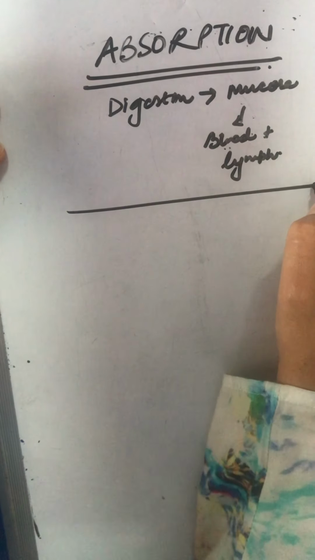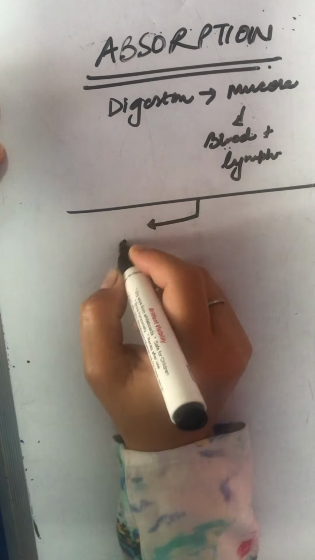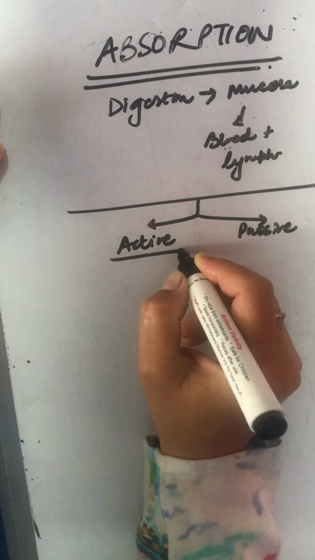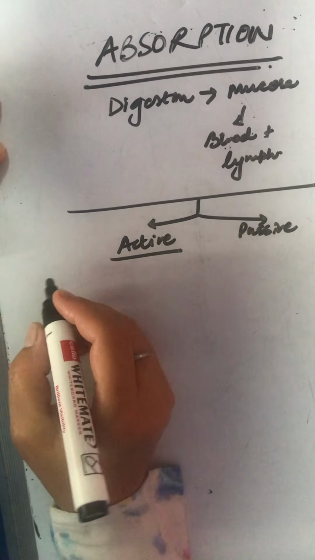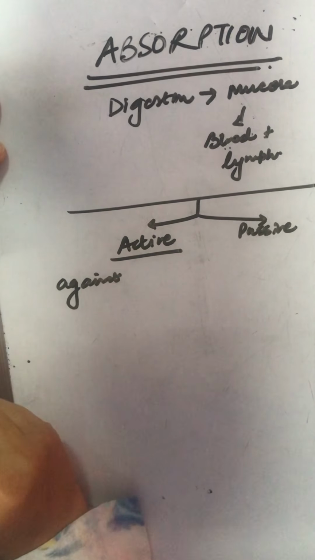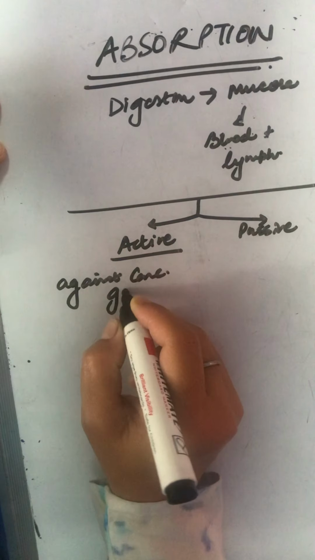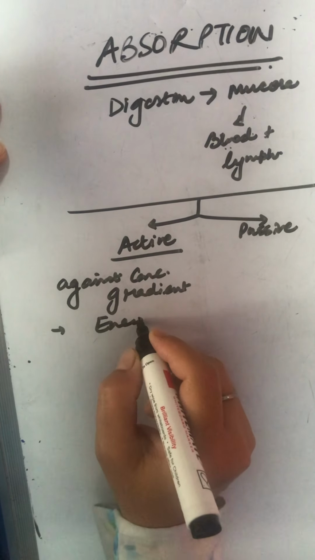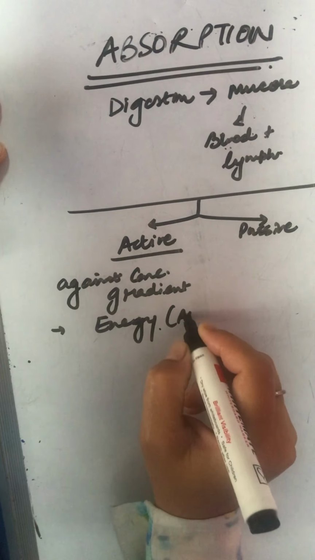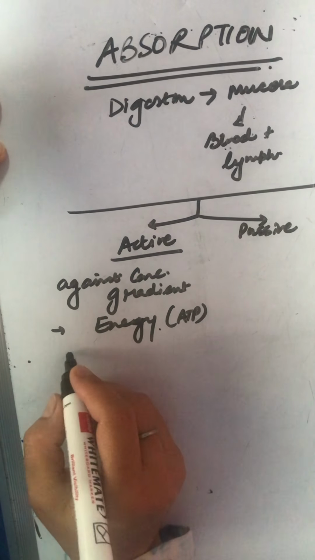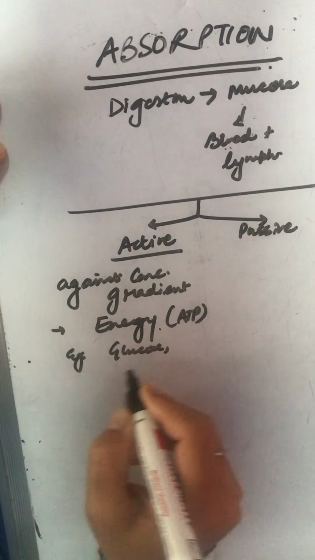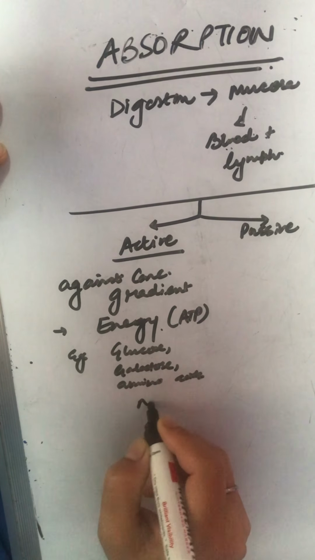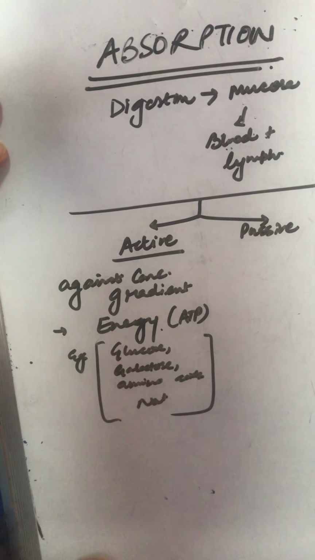See, there are two main processes. One is the active mechanism and another is the passive mechanism. Active, as we know, works against the concentration gradient. What will it do? It will require energy. So it will demand expenditure of energy in the form of ATP. Here examples are glucose, galactose, amino acids, as well as sodium ions. These are absorbed by the active process.